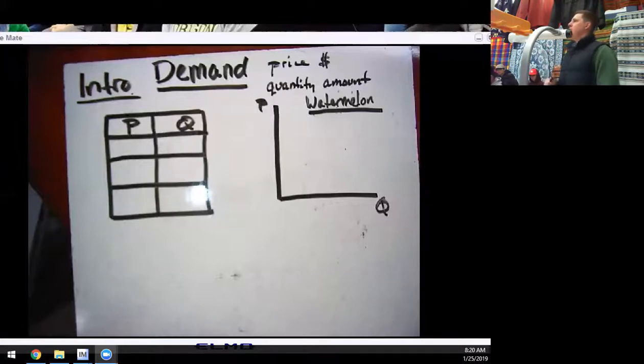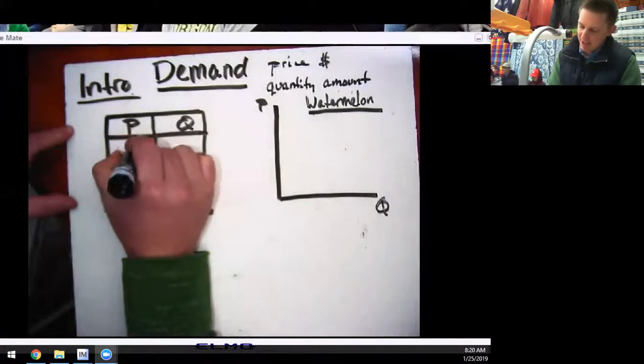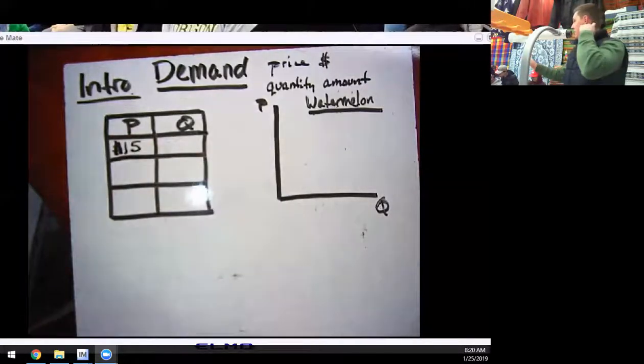Raise your hand if you would, let's do this. What are our different price values for watermelon? Let's start at the highest price you'd pay. Raise your hand. Give me a price. $15 for a watermelon. Hey, that's fine. That's okay. Let's go ahead and put it down. Wrapped in gold. $15.